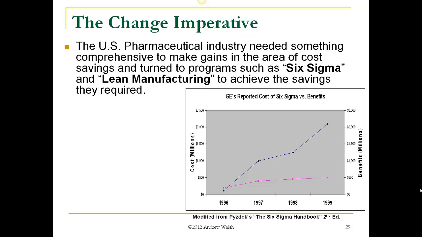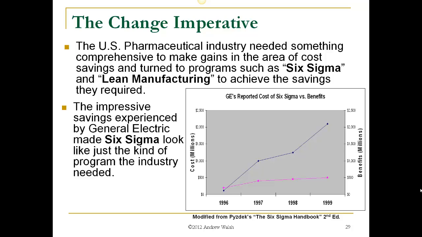The U.S. pharmaceutical industry needed something comprehensive to make gains in the area of cost savings and turned to programs such as Six Sigma and lean manufacturing, which we'll discuss later, to achieve the savings they required. The impressive savings experienced by General Electric made Six Sigma look like just the kind of program the industry needed. When we look at this table here, the purple line are the costs of implementing Six Sigma, and the blue line are the benefits of implementing Six Sigma. As you see in 1996, GE, the costs exceeded the benefits, but quickly the benefits far exceeded the costs. So there was a very, very strong payback on the investment. So we're saving millions and millions of dollars for less than $1 million worth of expense.